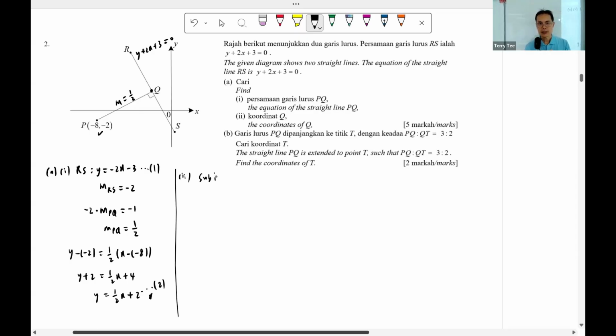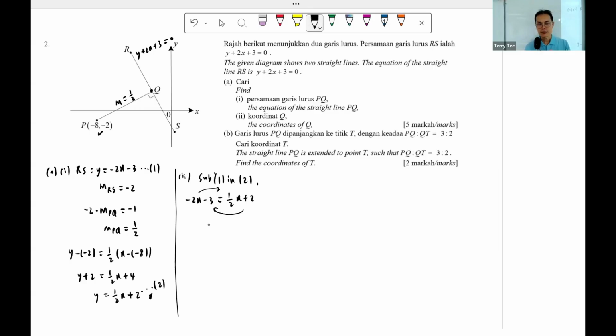So sub 1 into 2 or 2 into 1, doesn't matter. Okay, 1 into 2, okay, this is a bit ugly. Let me fix this, right? So when you substitute, you get negative 2x minus 3 equals half x plus 2. You can bring this to the right, bring this to the left, right? If you find the fraction a bit annoying, maybe I times 2 first. I times 2 first is easier. So minus 4x minus 6 equals x plus 4. Bring over, this is negative 10 equals positive 5x.